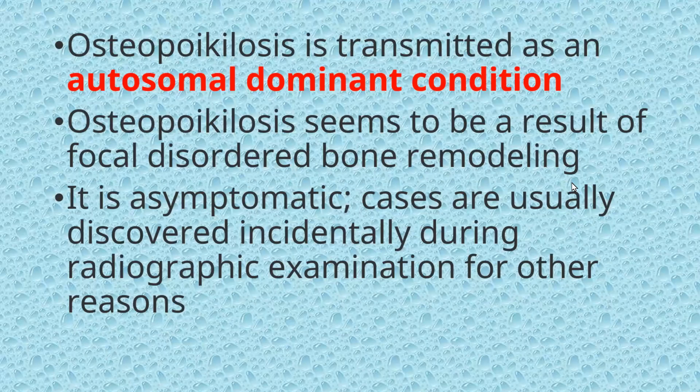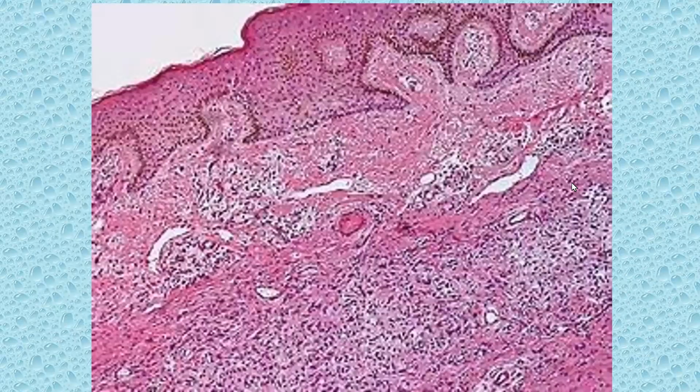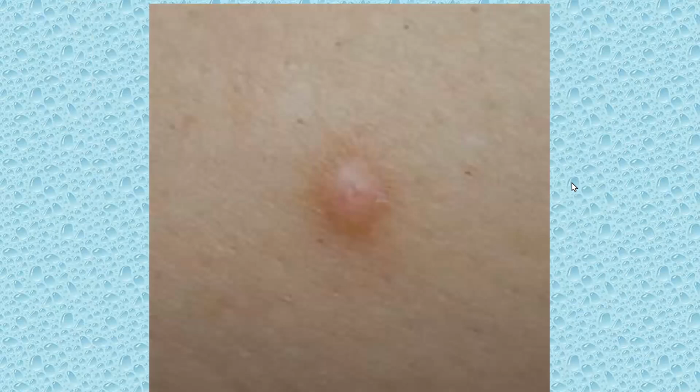Some patients with osteopoikilosis have a hereditary dermatologic condition called dermatofibrosis lenticularis disseminata. This skin condition is characterized by multiple small subcutaneous or dermal fibromas. The association of these skin lesions with osteopoikilosis suggests an underlying connective tissue disorder. These are the skin lesions. It's characterized by certain fibromas with a diffuse reddish appearance, as we have in this photograph. This shows you the nodules which are present just underneath the skin. This is another close-up view of the dermal lesion.